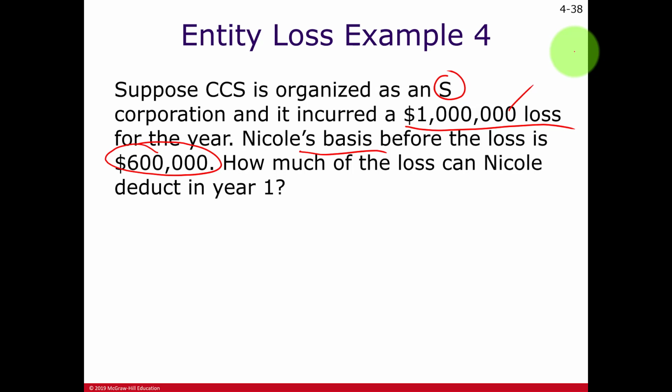Now another limitation is the basis limitation. Her basis, her investment, is 600,000. She gets to deduct only 600,000 unless she has more basis. Okay, and keep in mind there's also a new limitation of a dollar amount, a $500,000 loss limitation per year for a married filing joint couple.